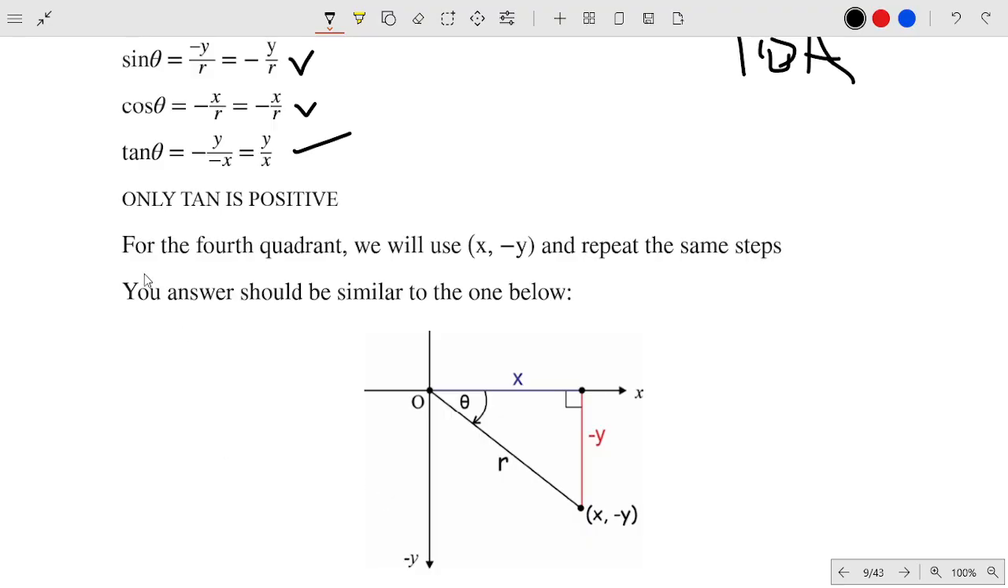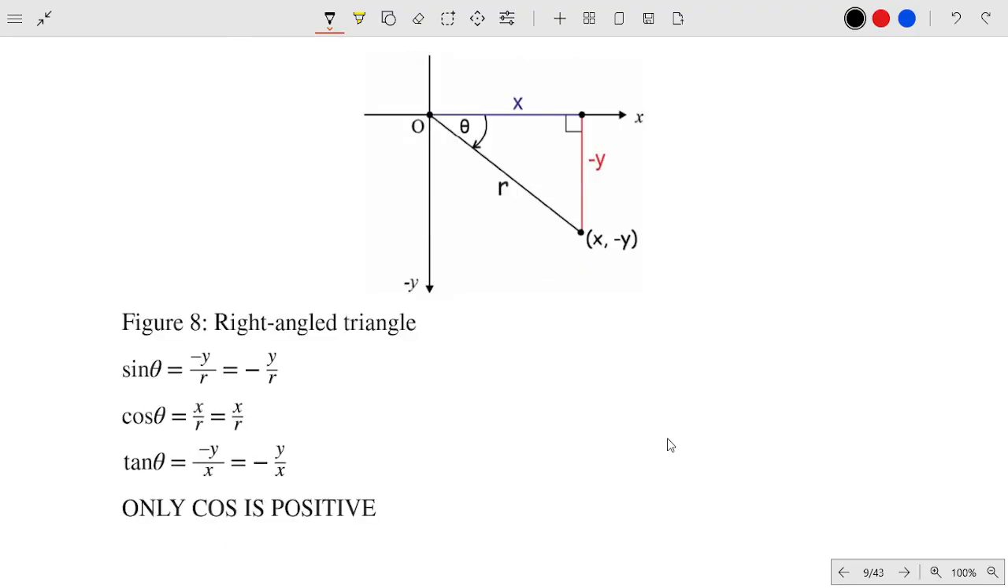Now for the fourth quadrant, we will use x and negative y, because when you look at it, the x side is positive and y is at the negative side. So let's repeat the same steps easily with our SOHCAHTOA again.